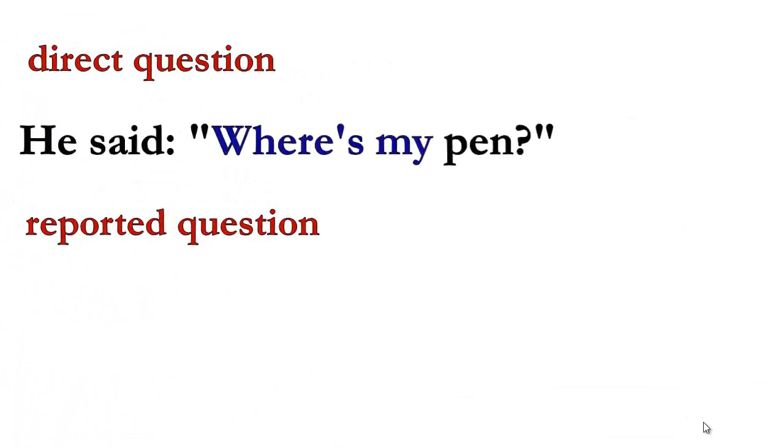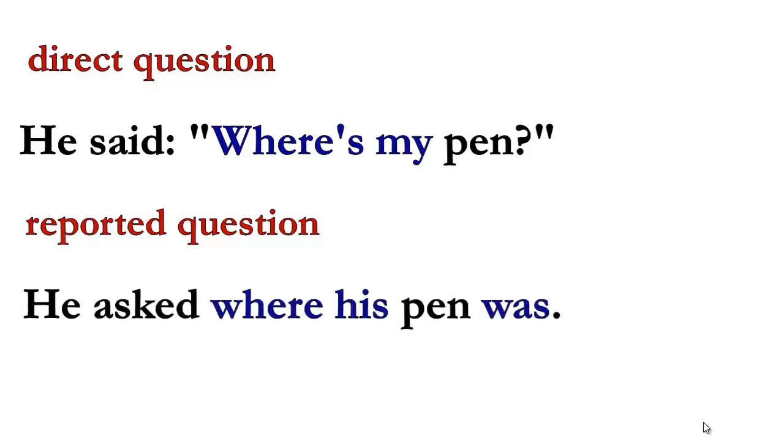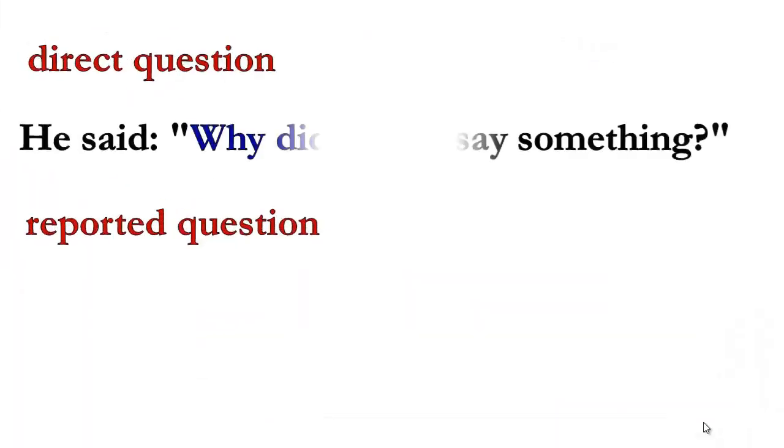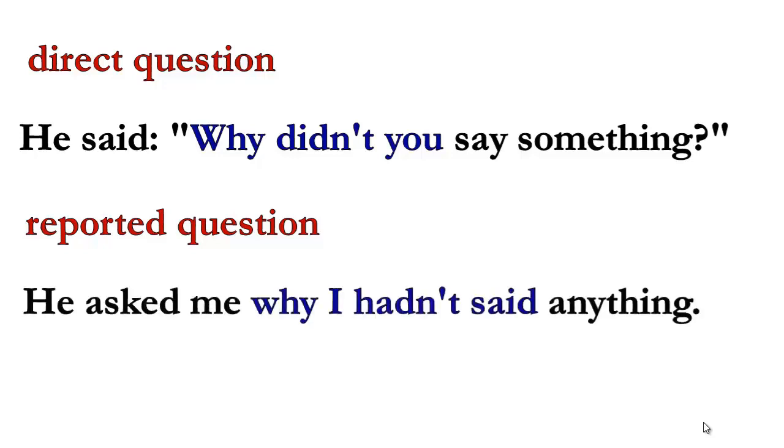He said, where is my pen? Okay? Reported question, it will be, he asked where his pen was. Where his pen was. Next one. Direct question here. He said, why didn't you say something? In a reported question or reported speech, we can say, he asked me why I hadn't said anything. Excellent.